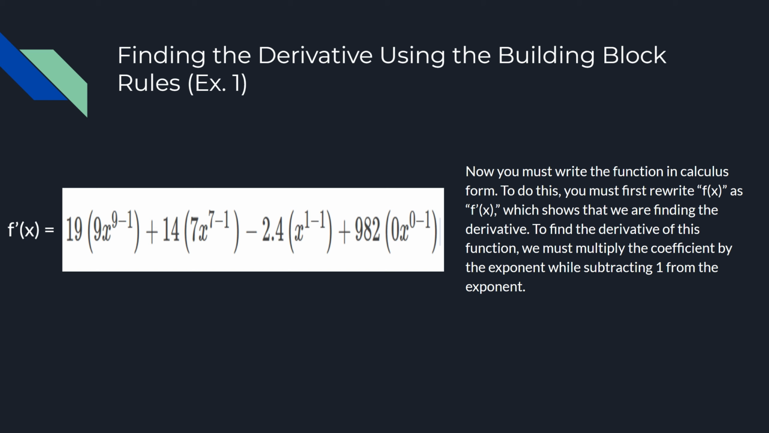And over here we have 14 times 7x to the power of 7 minus 1 using the same rules, and so on to negative 2.4 times x to the power of 1 minus 1. And like I said before, when there's a number with no variable attached, you attach x to the power of 0 to it, because anything to the power of 0 equals 1, which would keep the number by itself.